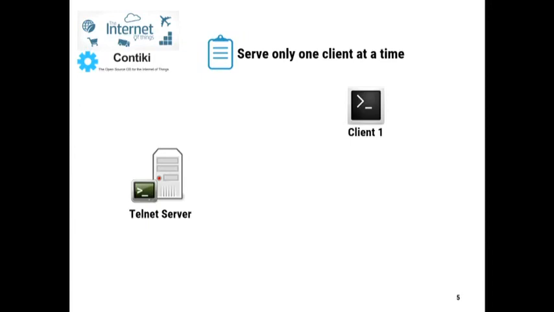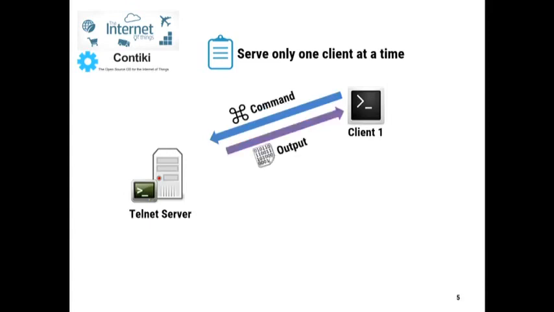Consider that client one comes and connects with the server. It sends some commands to the server and receives the corresponding output. So far, everything is correct. Now assume a second client comes and connects to the server. By accepting this connection, the server already violates the requirement. But you can ask, okay, why is it a big deal? It's just a connection, right? I'll tell you why it is a big deal.